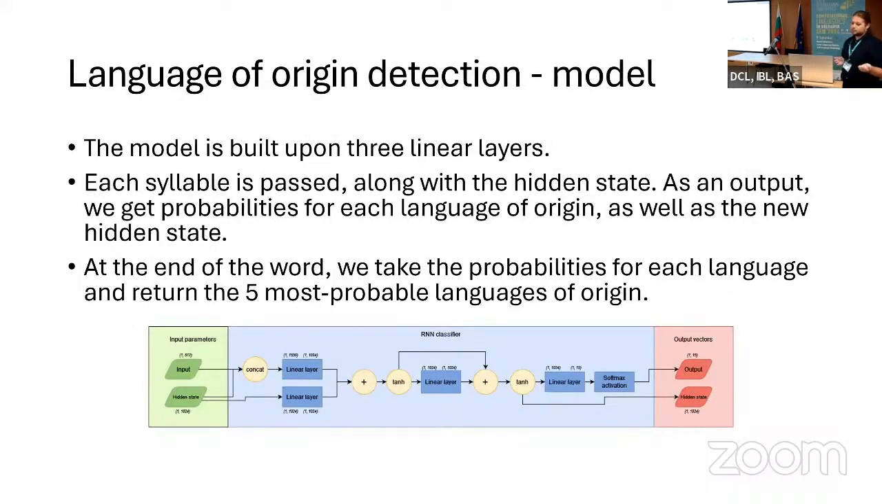There are 3 linear layers in the model, and each syllable is passed through the model. We keep the hidden state and we pass it on for the next syllable. At the end of the word, we get the top 5 most probable languages of origin for the given word.